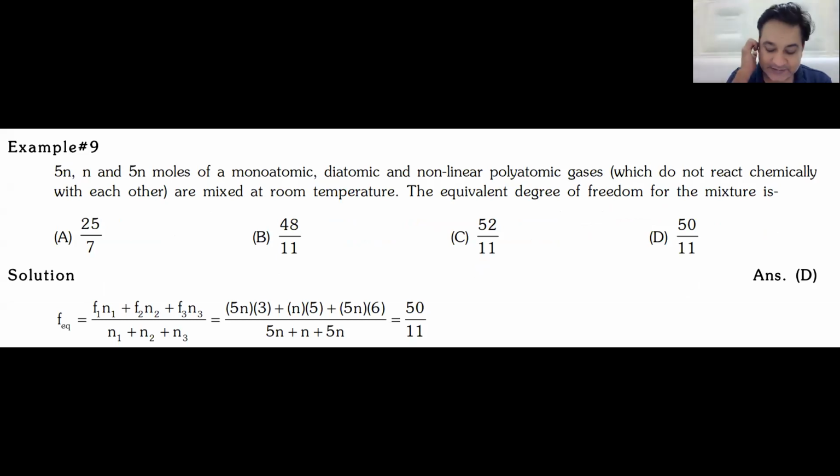Here is the answer, and this is how you do it. Basically, change in internal energy should be 0, right? F1 N1 delta T, F2 N2 delta T by 2, whatever the formula is, that should be equal to F equivalent into N1 plus N2 plus N3. Okay? Got this? Remember, the temperature has not changed.